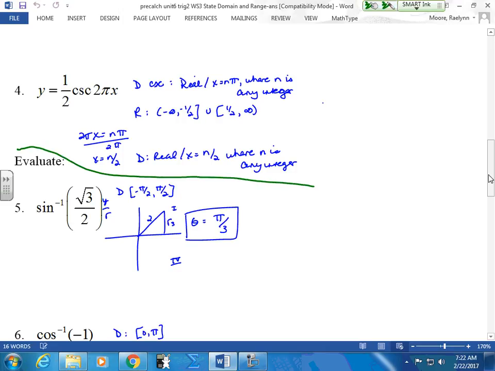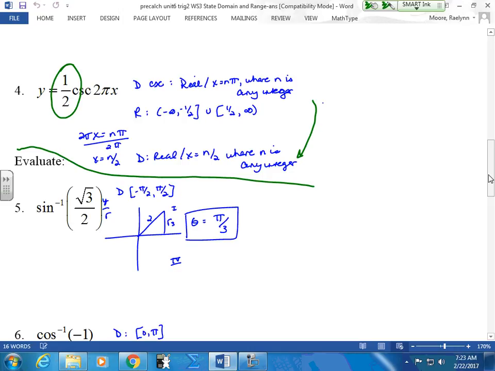So cosecant works like your cotangent. Your c's work together again. Just take 2 pi x and set it equal to n pi and solve for x. 1/2 n, n over 2, where n is any even integer. And again, my range changed. So instead of the -1 and the +1, I'm at the -1/2 to +1/2.